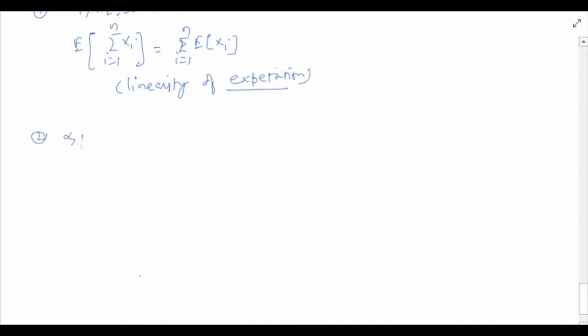Similarly, if alpha, beta are constants, say they are real numbers, then alpha X plus beta is also a random variable if X is a random variable. Expectation of this new random variable is alpha times expectation of X plus beta. Let's see an example.